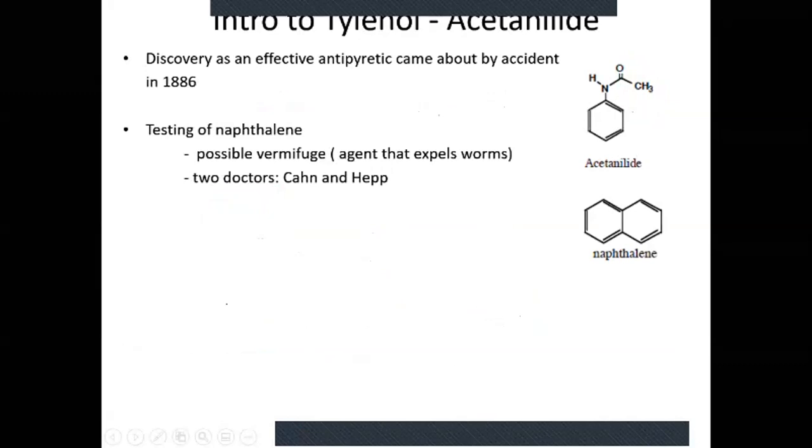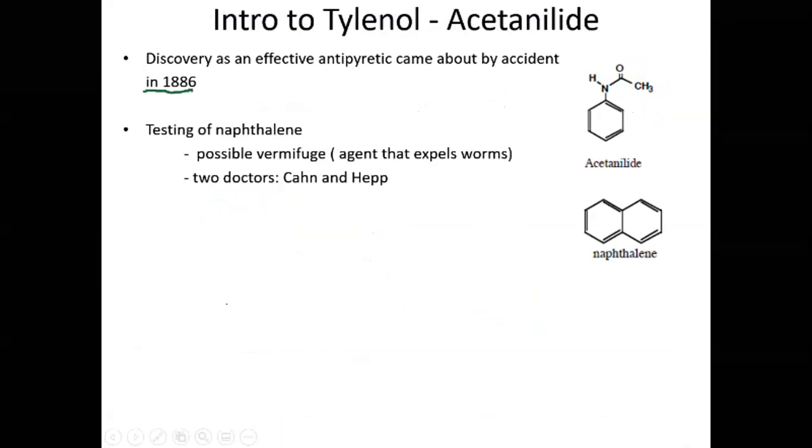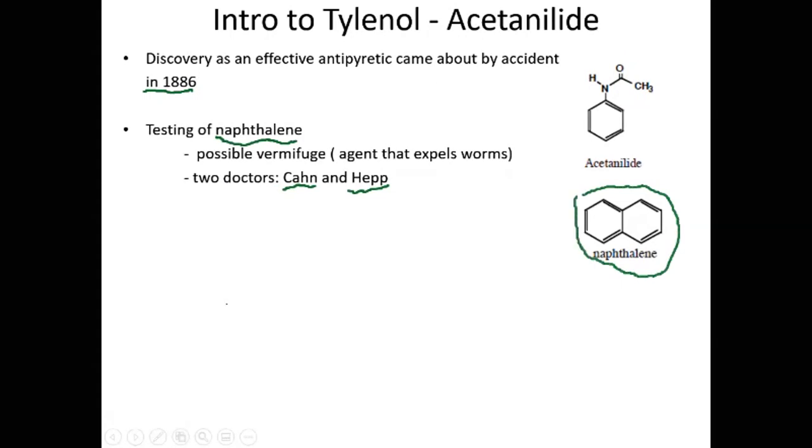And depending on where you go, the histories are slightly different if you read them. And so it actually was discovered around 1886 by accident. And so the story goes that these 2 doctors, Kahn and Hepp, were doing a study to test if naphthalene can be used as a possible vermifuge. And remember naphthalene we talked about earlier? Naphthalene is an aromatic compound, and I said it's used in mothballs, makes it very odorous. That's why they have it in mothballs. And vermifuge means we're seeing if it can expel worms from patients.